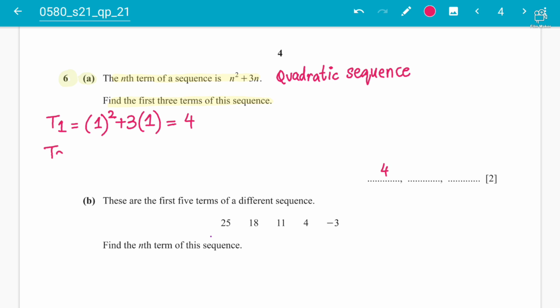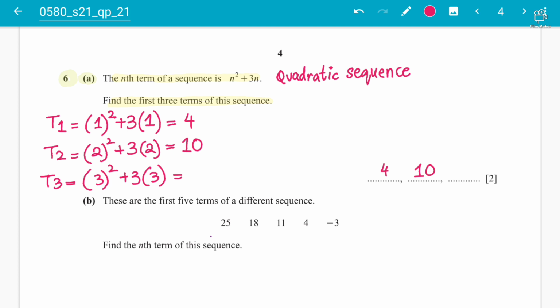The second term will be 2 squared plus 3 times 2. 2 squared is 4 and 3 twos are 6, so 4 plus 6 is 10. Write down 10 there as well. And the third term will be 3 squared plus 3 times 3. 3 threes are 9 and 3 squared is also 9, so 9 plus 9 is going to be 18, right? Hope students are getting this.